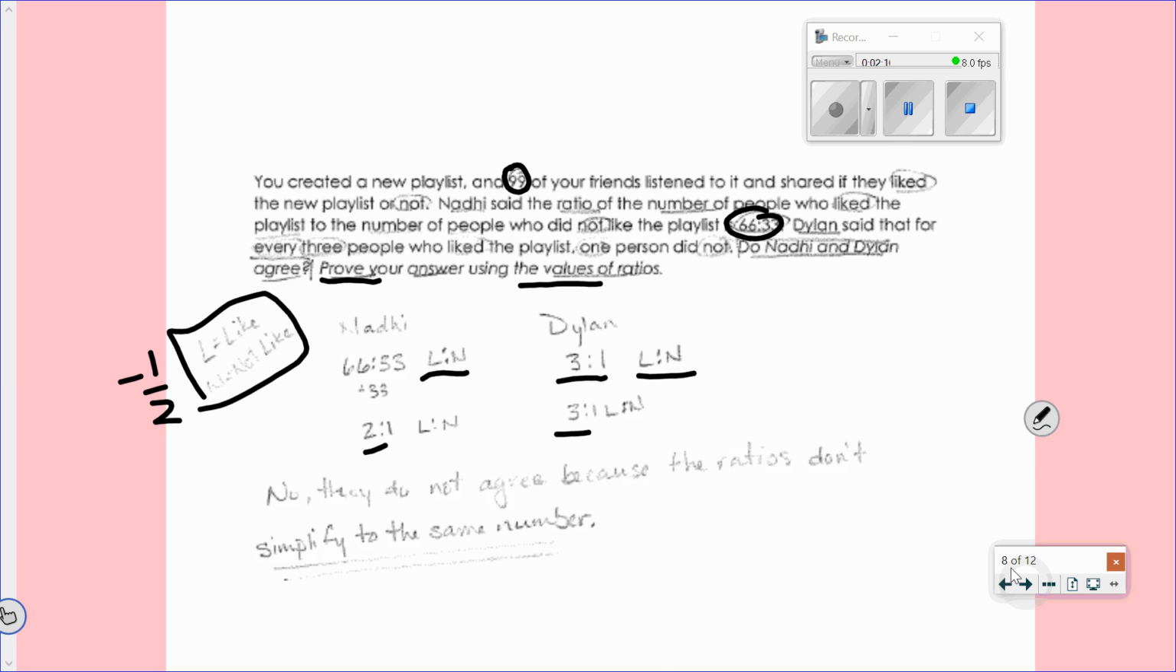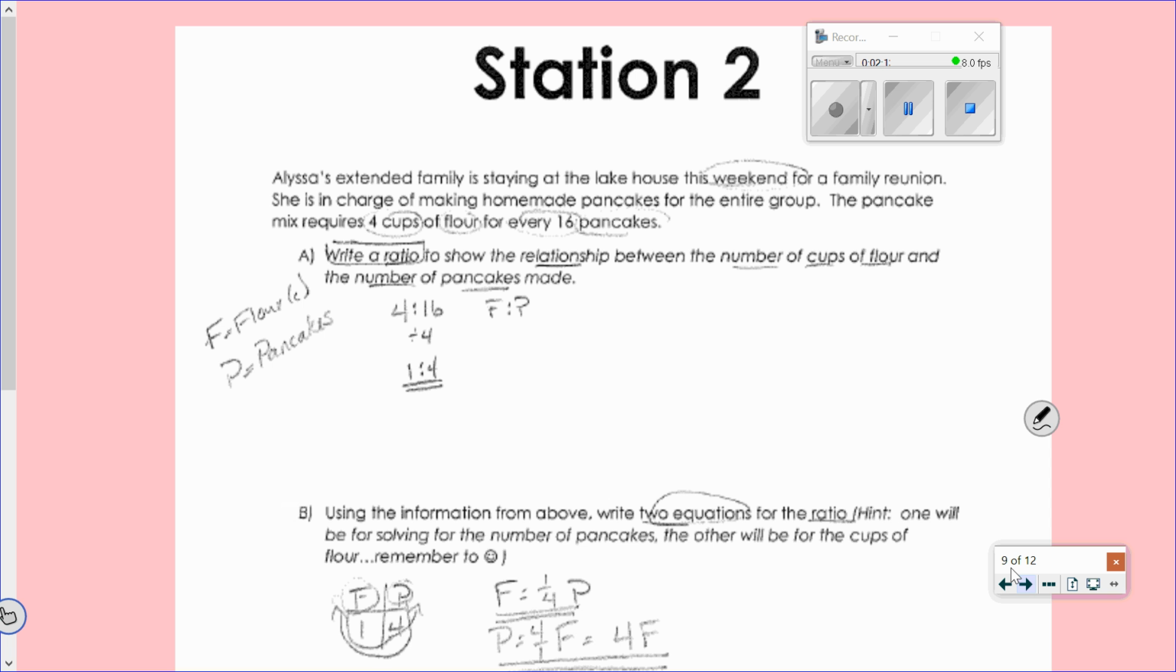Okay, next one. This one, now this is extended family, staying at the weight. Force out the flour of your pancakes. Notice, write a ratio, show the relationship. We need to do both, correct? It's in the directions. The ratio, 4 to 16, I can simplify to 1 to 4. You're wrong. You didn't simplify all the way. So 8 can both be divided by 2.